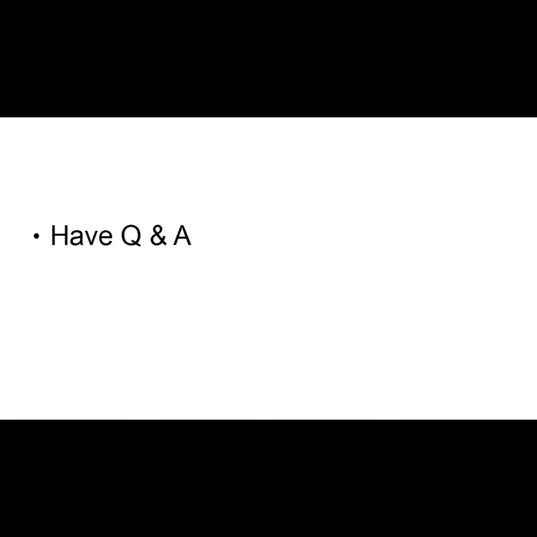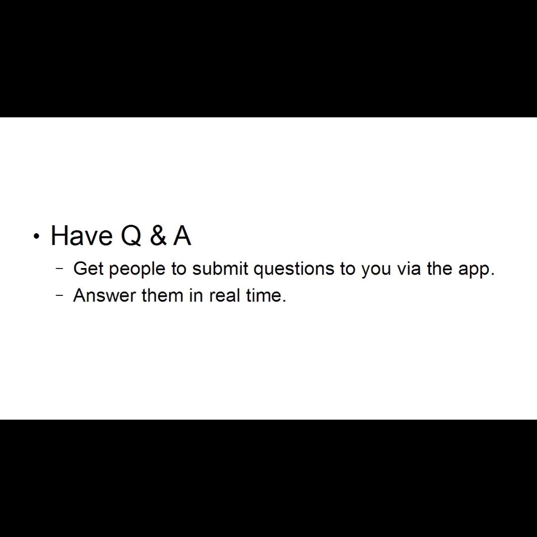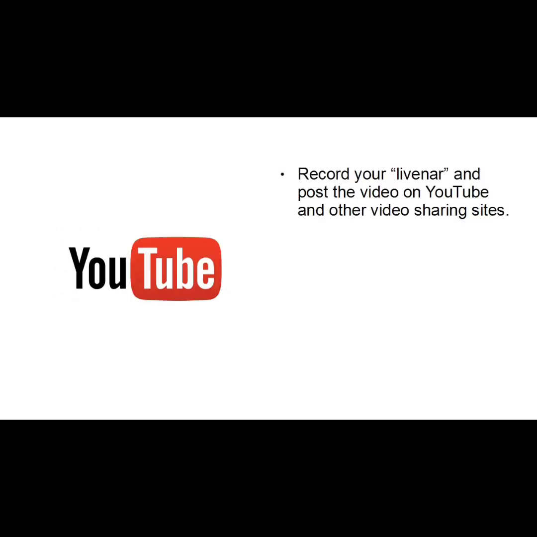Something else as well that you want to have is a Q&A as part of your live webinar. You can get people to submit questions to you via the app, and you can answer them in real time. And it's a good idea to mention them by name. You know, here we've got a question from Fred, or here we've got a question from Jane, and answer them in real time and quote them, and that can really tie you and the audience together, and people really do like that.